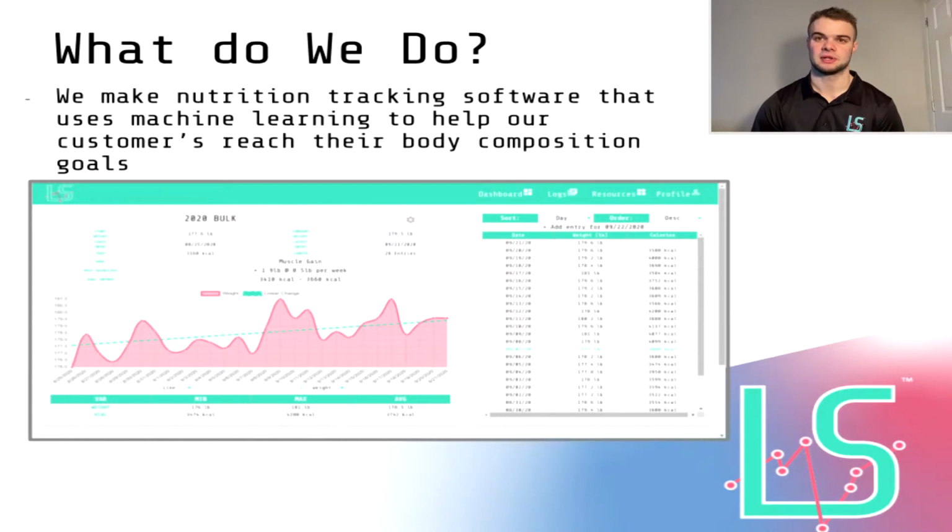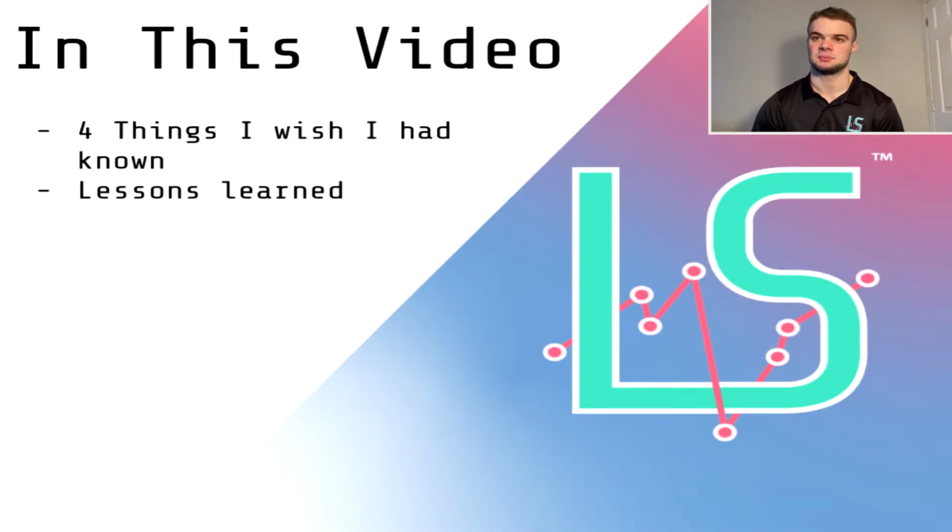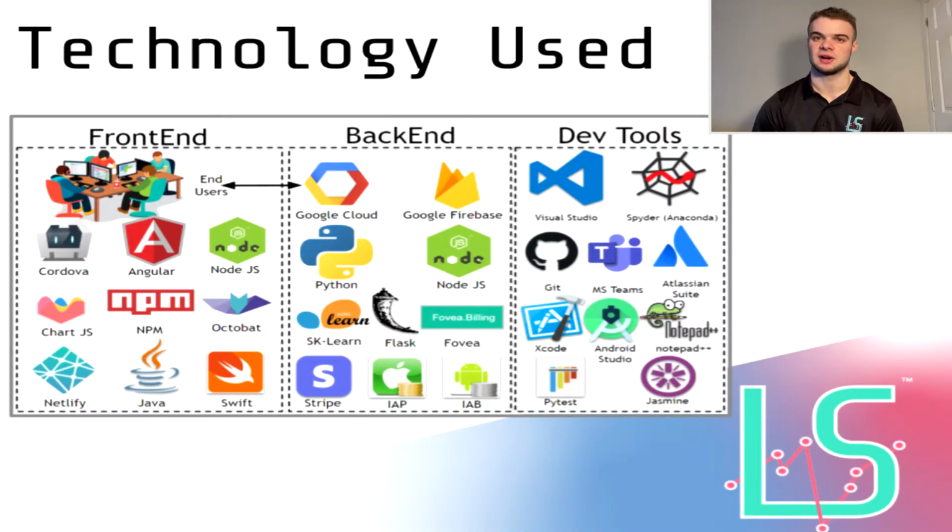In this video, I'm going to share 4 things that I wished I had known before I started implementing cross-platform renewable subscriptions in our application and the lessons I learned from encountering those problems. For some context, our software was developed using Angular and Google Firebase. The web version of LogSmarter is live and you can check it out at logsmarter.net.